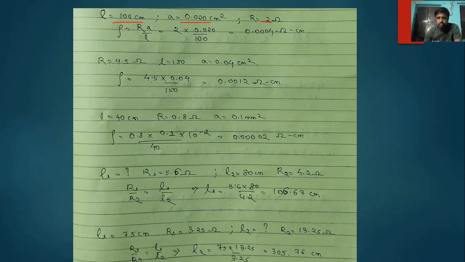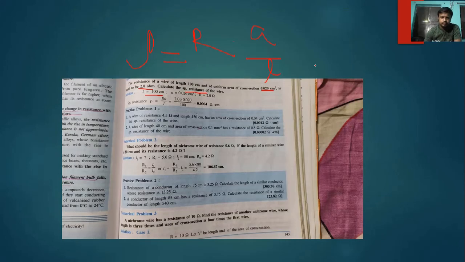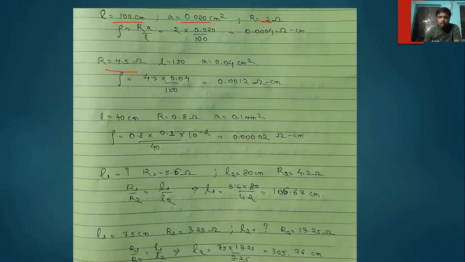Now we just have to put in the formula and we will get the answer. Rho is equal to RA by L, 2 into 0.020 by 100, that would be equal to 0.0004 ohm centimeter. In the second problem, a wire of resistance 4.5 ohm and length 150 centimeter has an area of cross section of 0.04 centimeter square. Now you have to calculate the specific resistance. First thing, we have to write the given. R equal to 4.5 ohm, L is equal to 150, A is equal to 0.04 centimeter square. Then we put the formula, rho is equal to RA by L, and the answer we get is 0.0012 ohm centimeter.